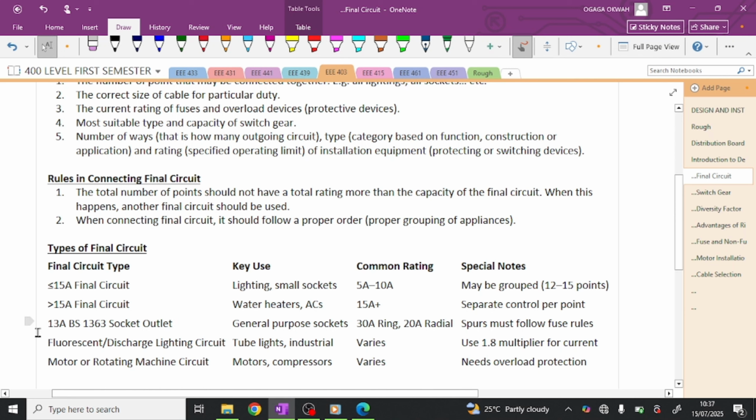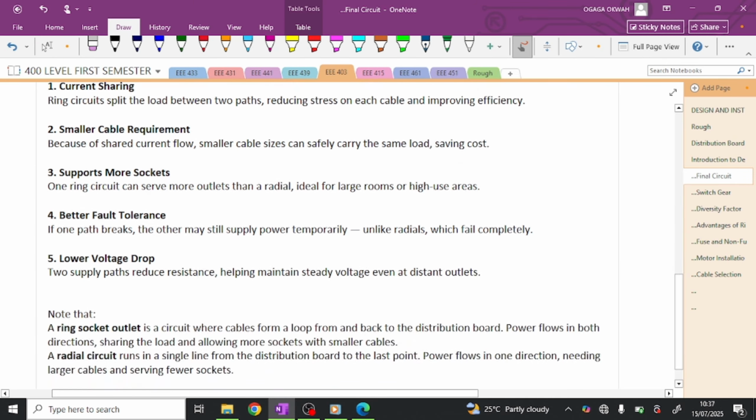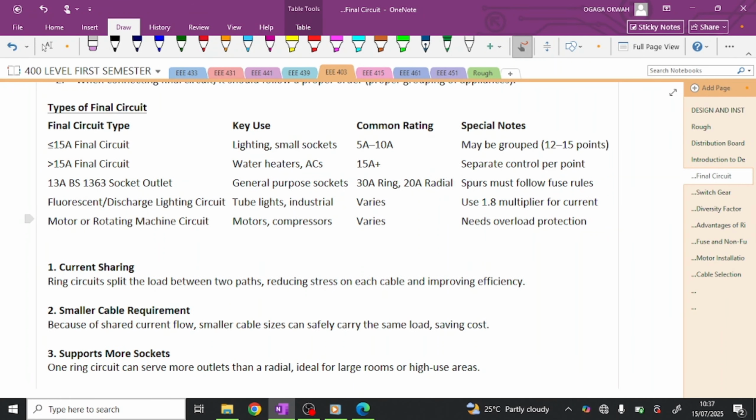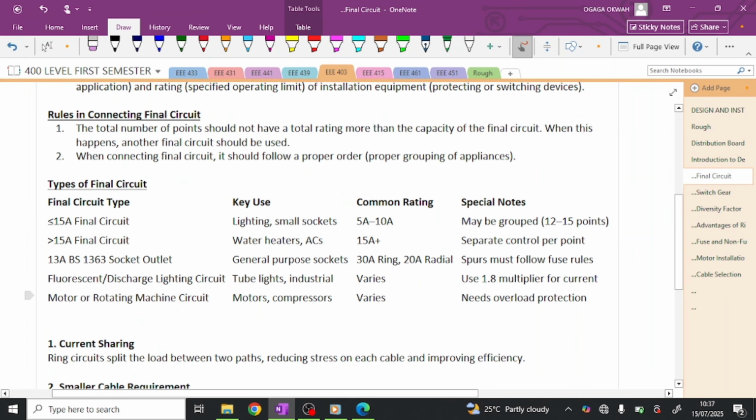Then for 13 amps, British standard socket outlet, general purpose sockets. And of course 30 amps for ring, 20 amps for radial. Spurs must follow the fuse rule. What are spurs? We have that right here, so we'll talk about that in this same video.